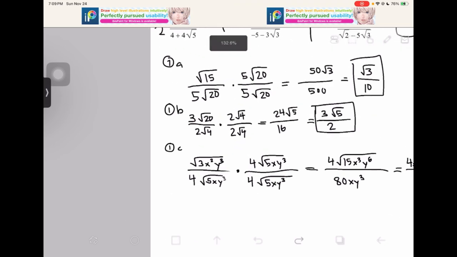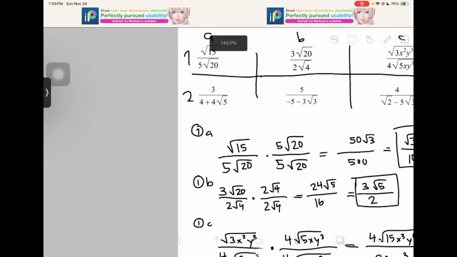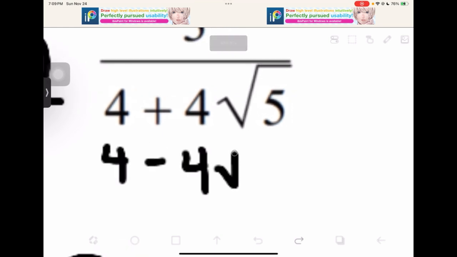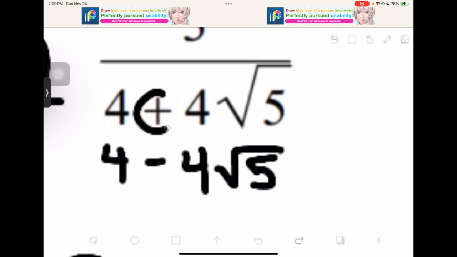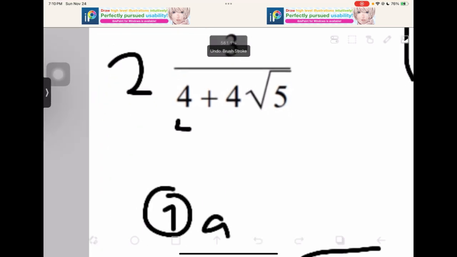Okay, now time for case 2, where we have to find the conjugate. The conjugate for this one is just 4 minus 4 square root of 5. So just change this one into the opposite operation. So how does that work?